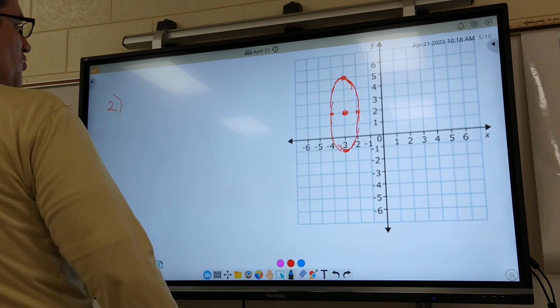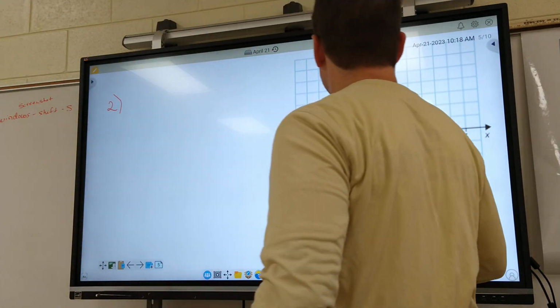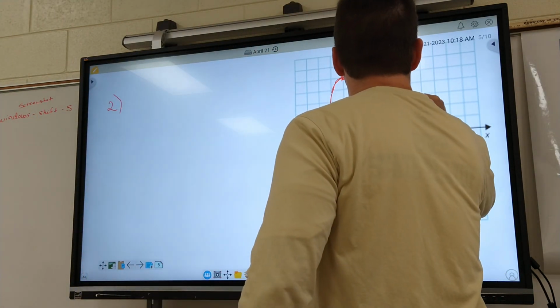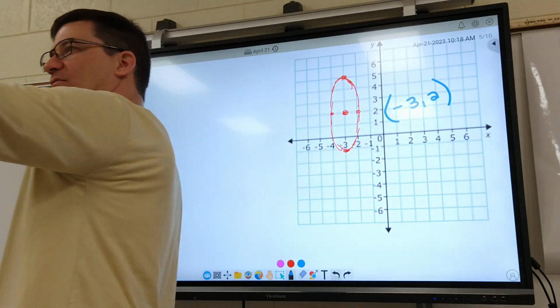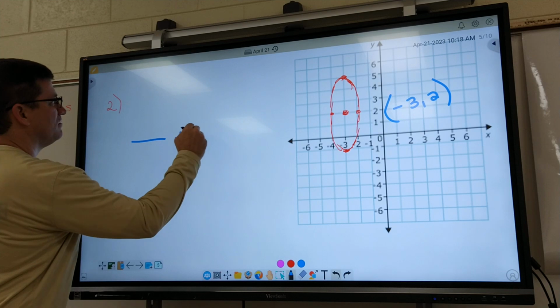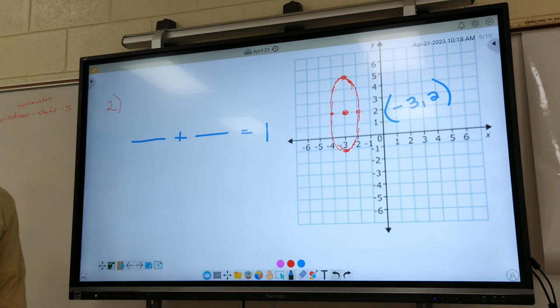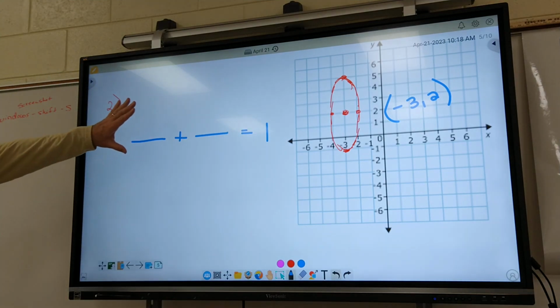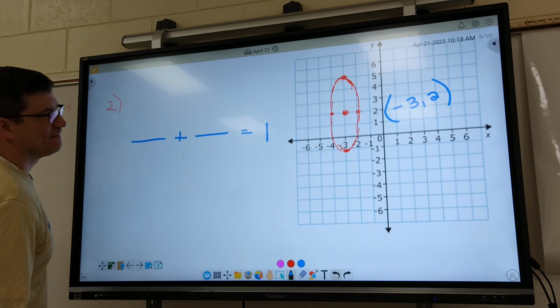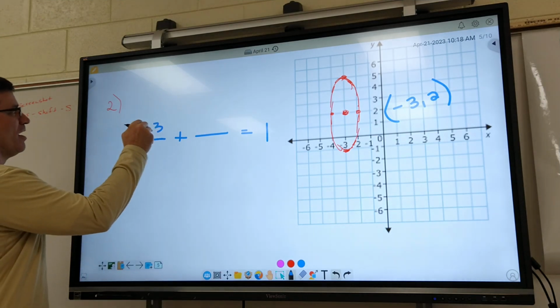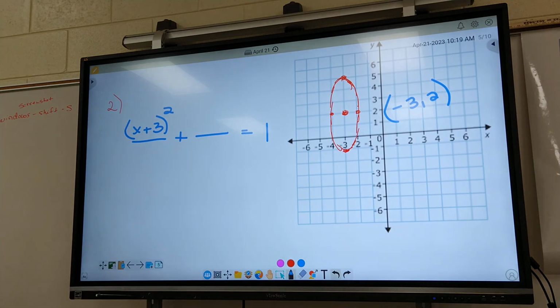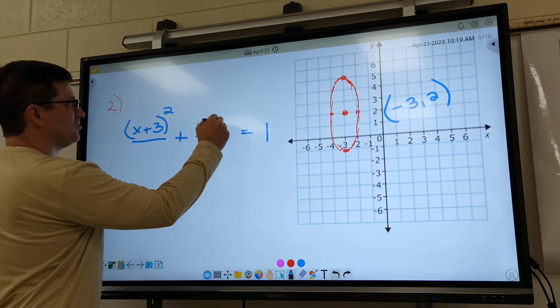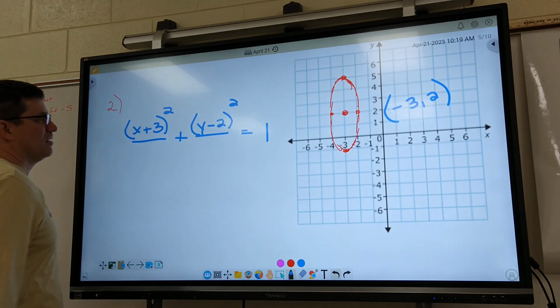All right, number 2. Our center, guys, is -3, up 2. So this is going to change it. Our equation here is going to look like 4 and 5. Fraction equals 1. What goes in the top fraction for my x's? X plus 3 squared, right? What goes in the top for my y's? Y minus 2 squared.